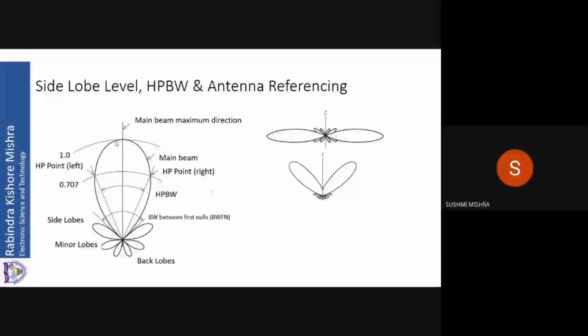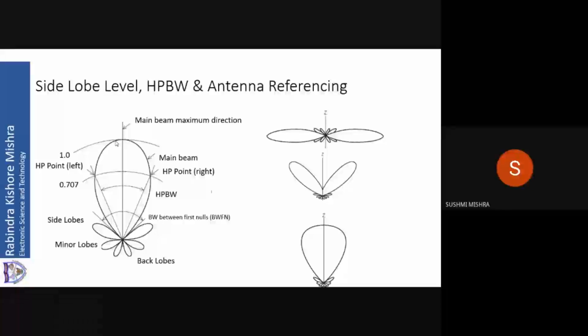So we discussed main beam maximum direction, half power beamwidth, first null beamwidth, then minor lobes, side lobes, and back lobes. Then we saw that the main beam can be in the end fire direction or in the broadside direction or between them. End fire direction means it is along the normal to the z axis.